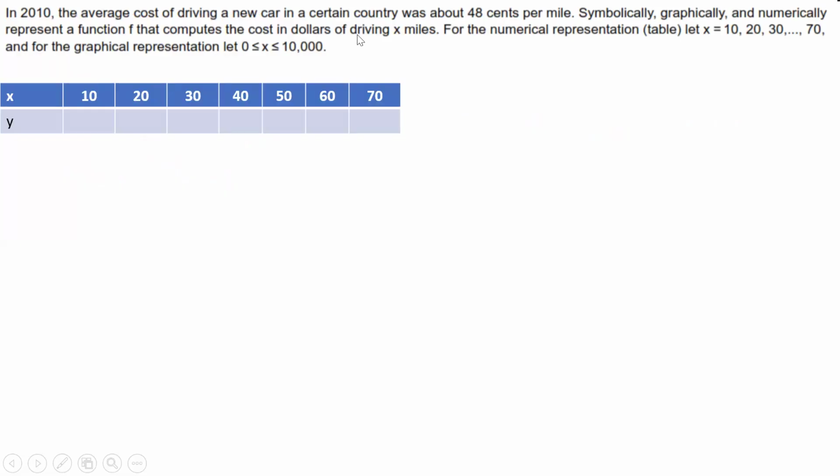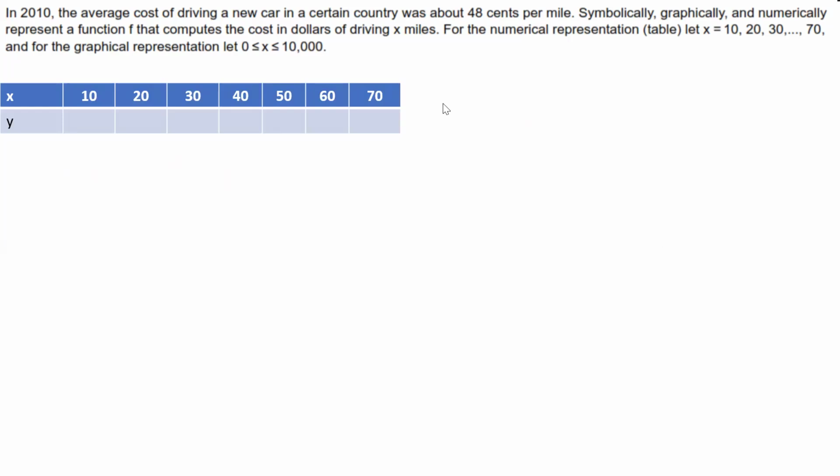All right, so here it says in 2010 the average cost of driving a new car in a certain country was about 48 cents per mile. Symbolically, graphically, and numerically represent a function f that computes the cost in dollars of driving x miles. For the numerical representation, which is our table here, we're going to let x equal 10 to 70, so we're just going by tens. And for the graphical, we're going to go from 0 to 10,000 for x's. So that's what we're going to do.